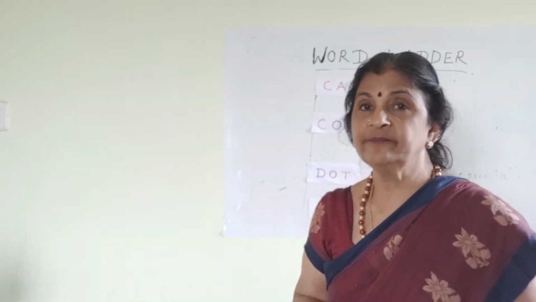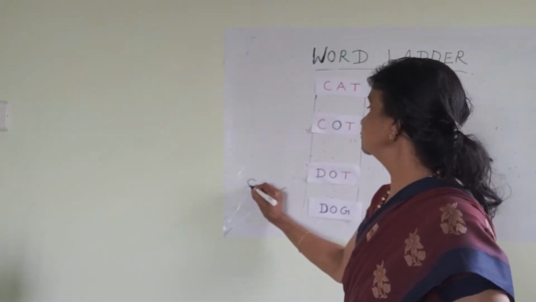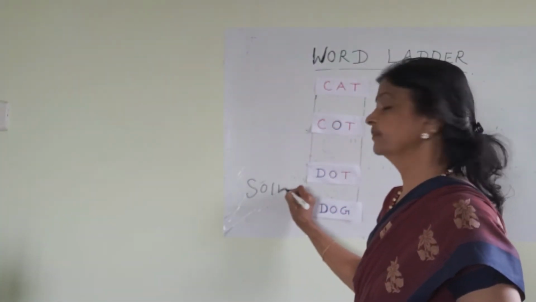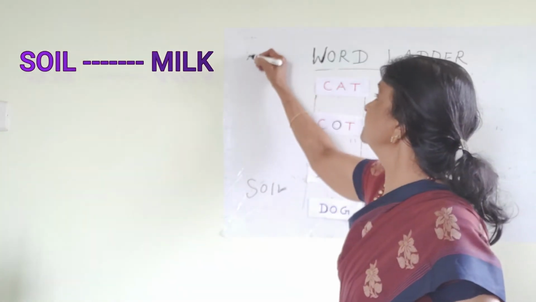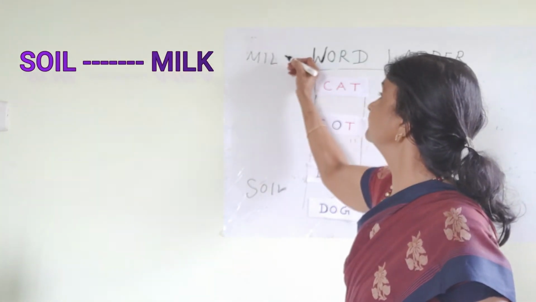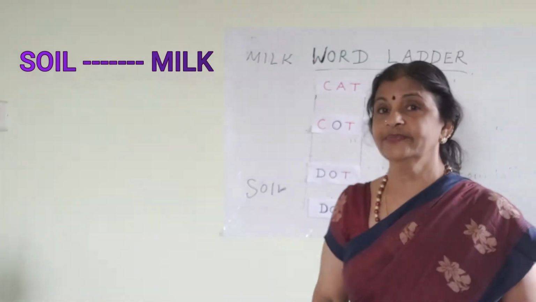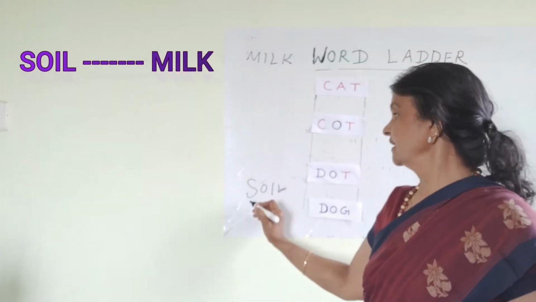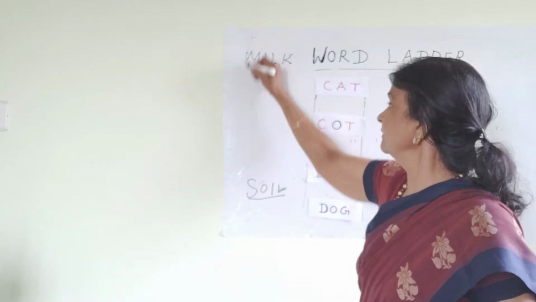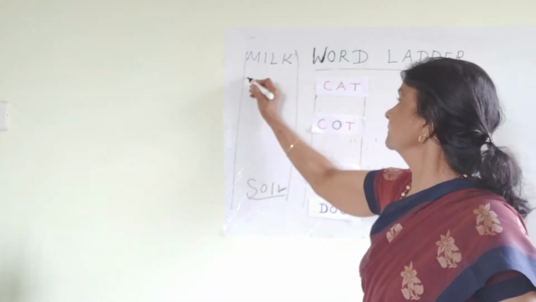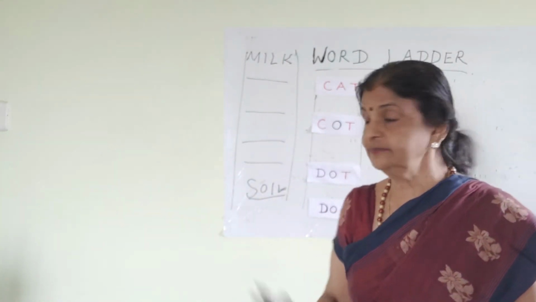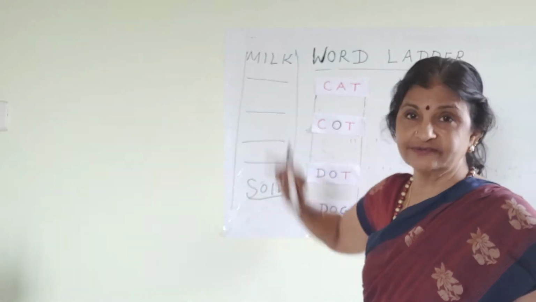Let's have another example. Soil here to be transformed to milk. Can you try with me? Change one letter. Change one letter for each rung of the ladder.